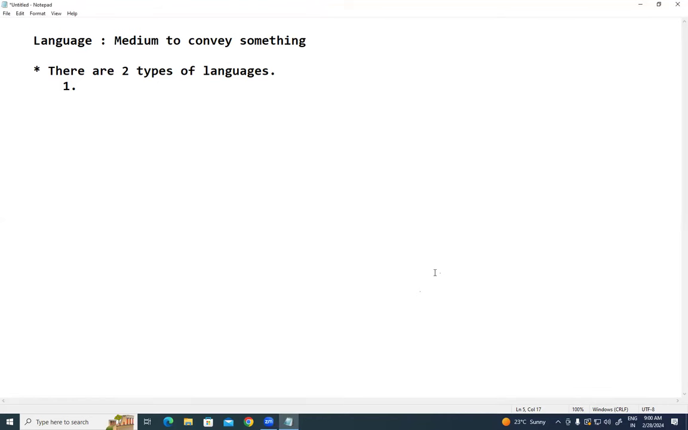Okay. Yeah, guys. Do you know what are the two types of languages? One is a natural language. One is what language? Natural language. Then what is the second language? Formal language. So what are the two types of languages, guys? Finally, natural languages and formal languages are there.